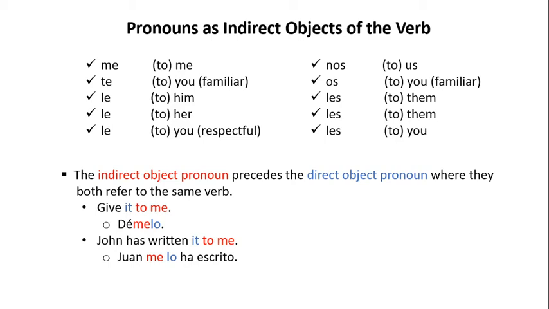The indirect object pronoun precedes the direct object pronoun where they both refer to the same verb. Give it to me. Dámelo. The other example is, John has written it to me. Juan me lo ha escrito.